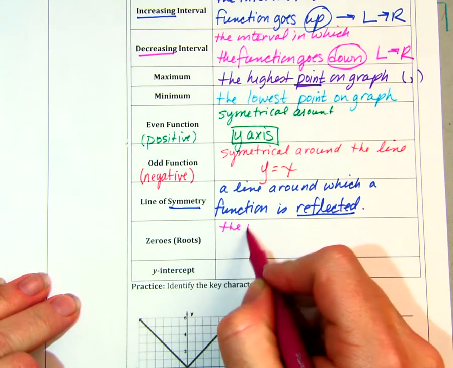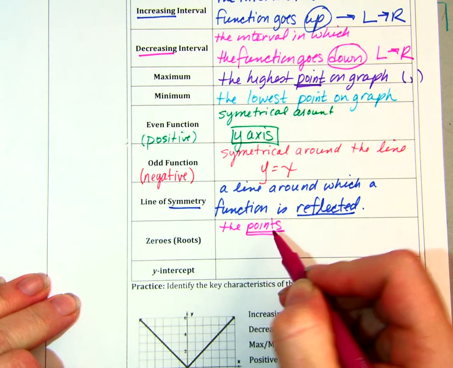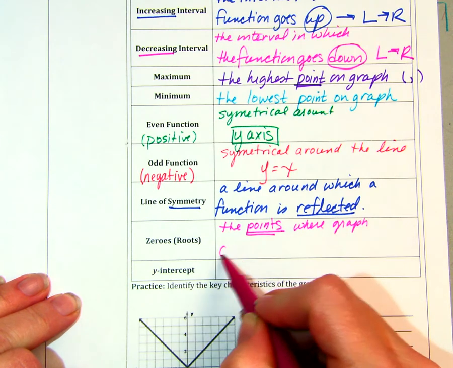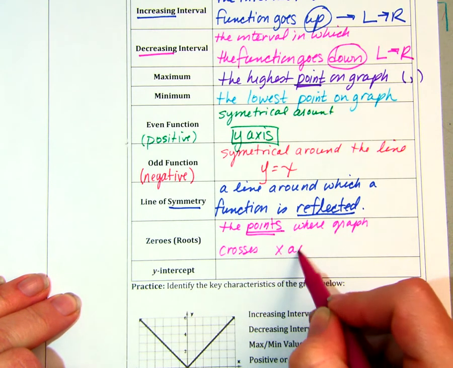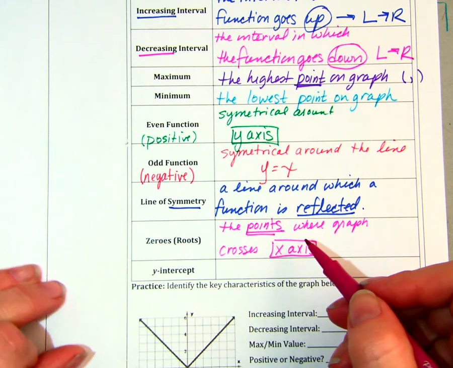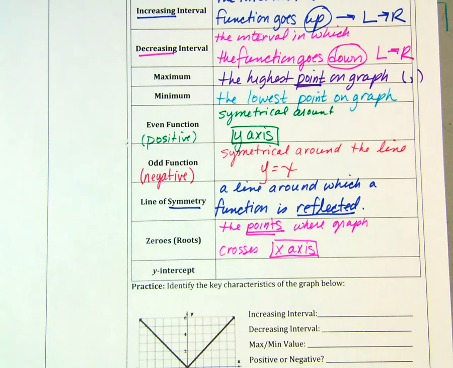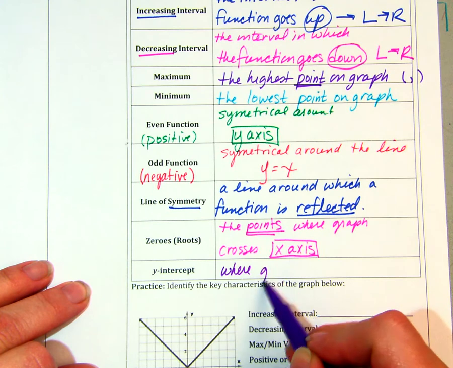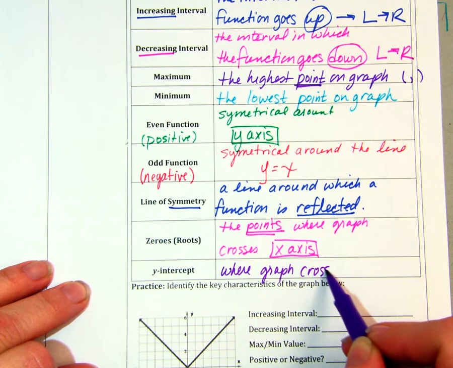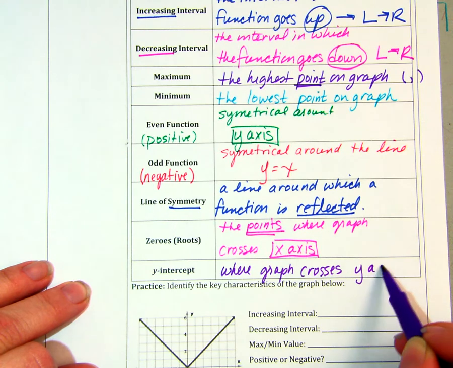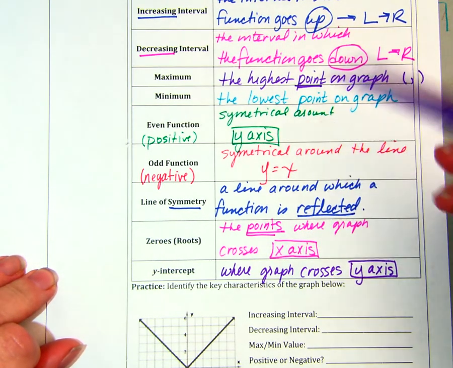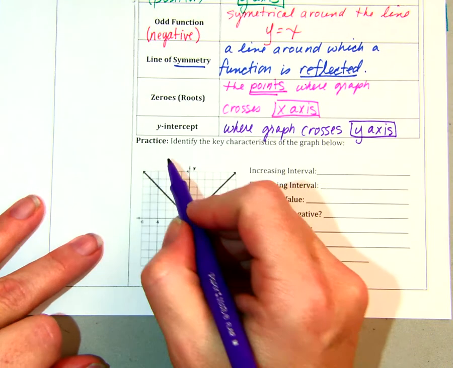Zeros or roots are the points. Again, we don't use words accidentally. The points where the graph crosses the x-axis. And the y-intercept, something you should be familiar with from graphing lines, is where the graph crosses the y-axis. So we're going to take this vocabulary and we're going to apply it to this graph.